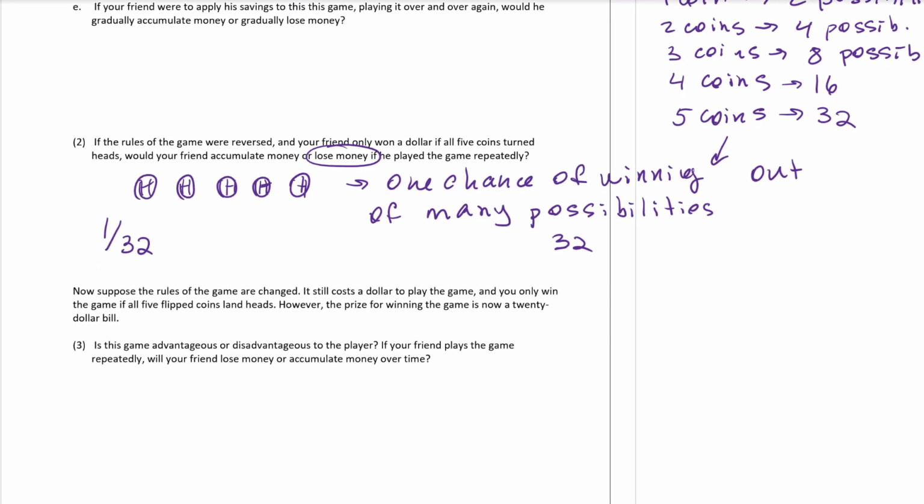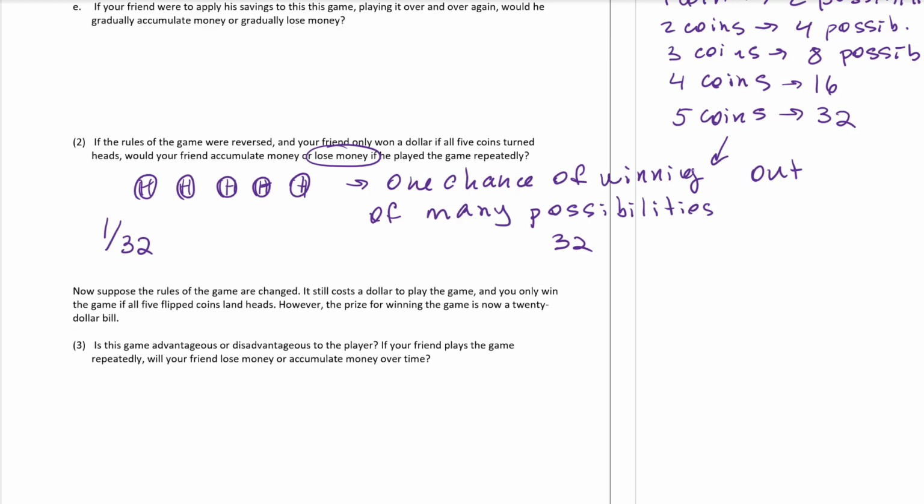Now suppose the rules of the game change again. It still costs $1 to play the game, and you only win if all 5 coins land heads again. However, instead of winning $1, you're winning a $20 bill. All right. So now there is 1 out of 32 chance of winning $20 for every dollar played. So what do you think? Is this game advantageous or disadvantageous to the player? If your friend plays the game repeatedly, will your friend lose the money or accumulate the money over time?